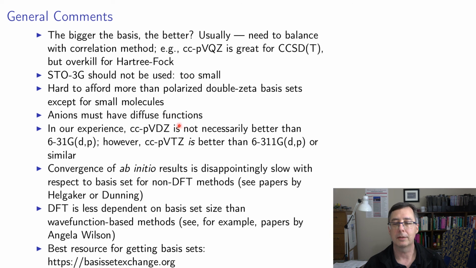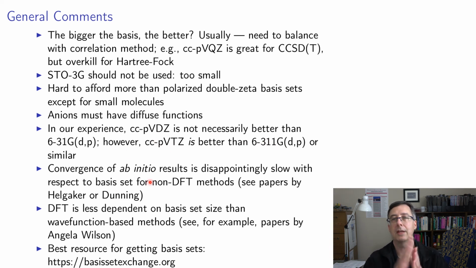If you are stopping at double zeta, in my experience, cc-pVDZ isn't necessarily better than 6-31G(d,p). However, the Dunning triple zeta basis set is definitely better than 6-311G. So just don't use that one. Use the cc-pVTZ.